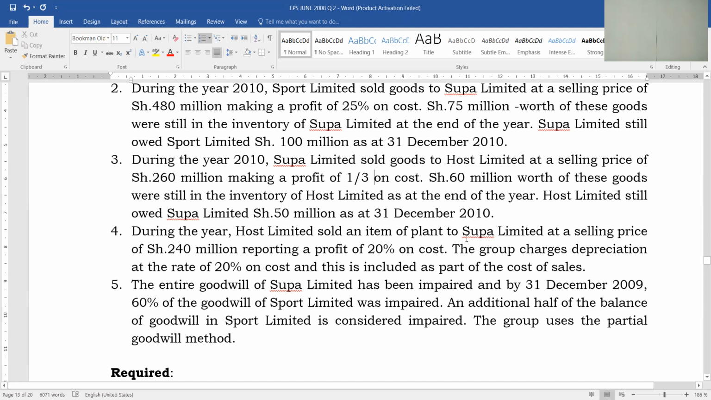This is not goods, but a fixed asset, which is plant. Host is the one which sold the plant to Super at 240, including a profit of what? 20% on cost. This 20% on cost, the profit markup, will never be realized by Super. Why? Because it will never resell the asset.